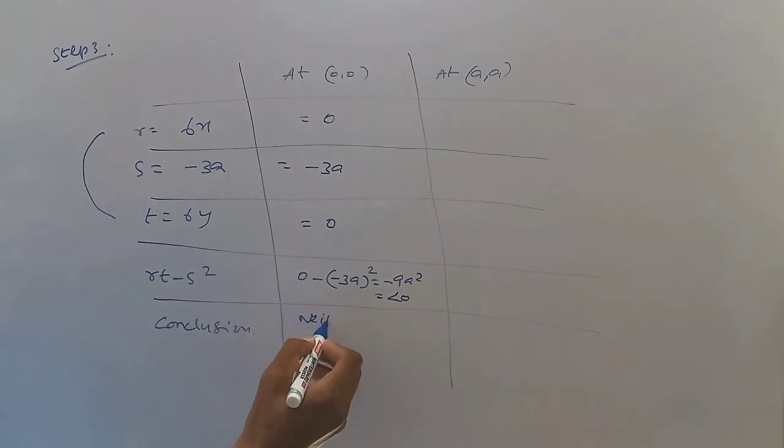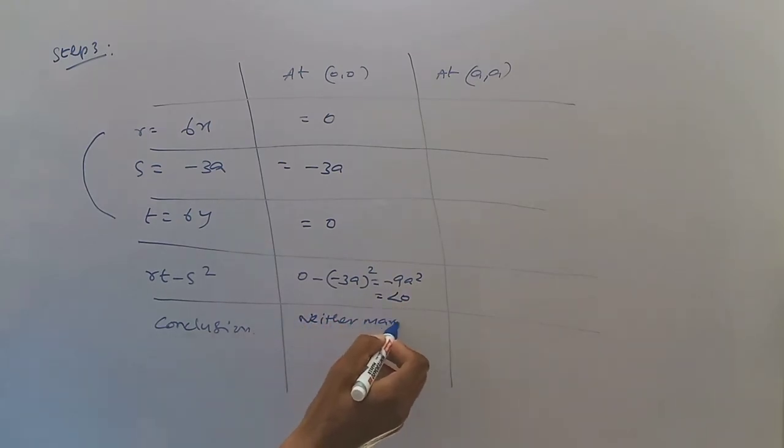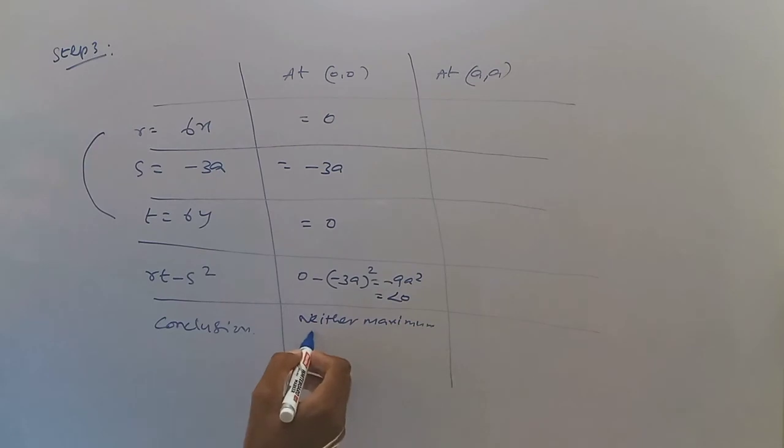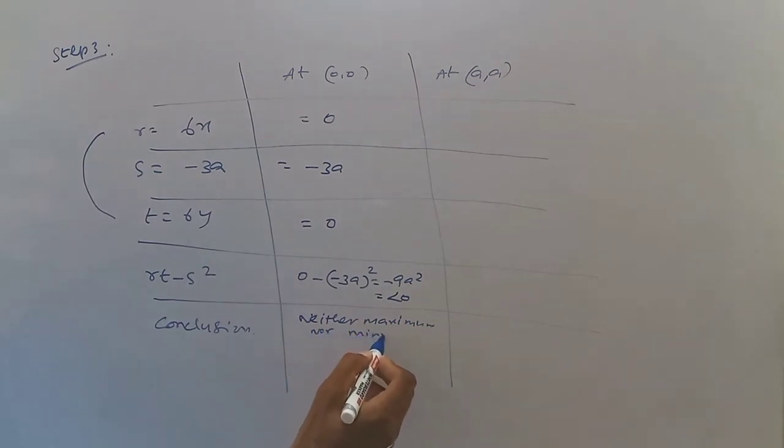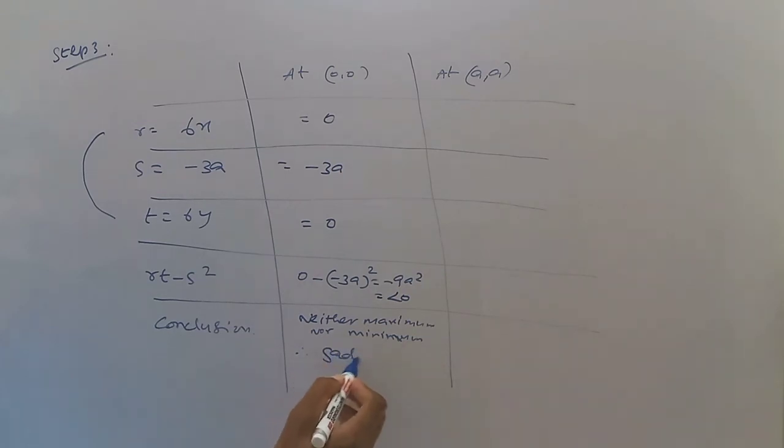Neither maximum nor minimum. That means what? That is a saddle point. 0, 0 is the saddle point.